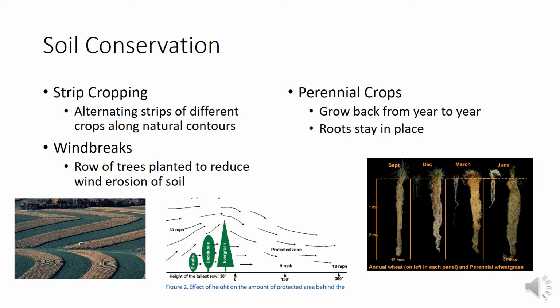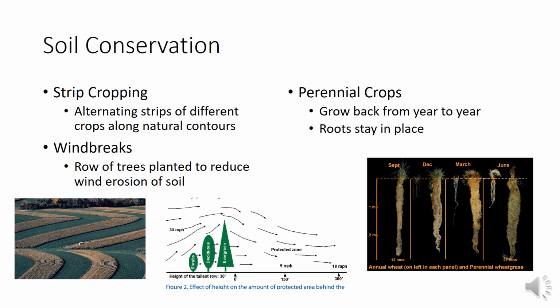Sorry, and by alternating different crops along different contours, you are again following the contour, which is going to reduce erosion. Windbreaks are rows of trees that are planted to reduce the wind erosion. So instead of the wind just whipping across land, those trees are actually slowing that wind down and protecting the crops. Another way to conserve soil is using perennial crops, so crops that are growing back from year to year. And when you do that, those roots are going to stay in place and actually form quite a network.